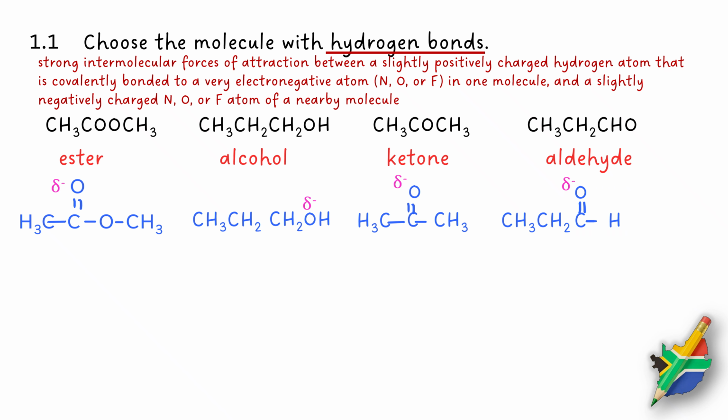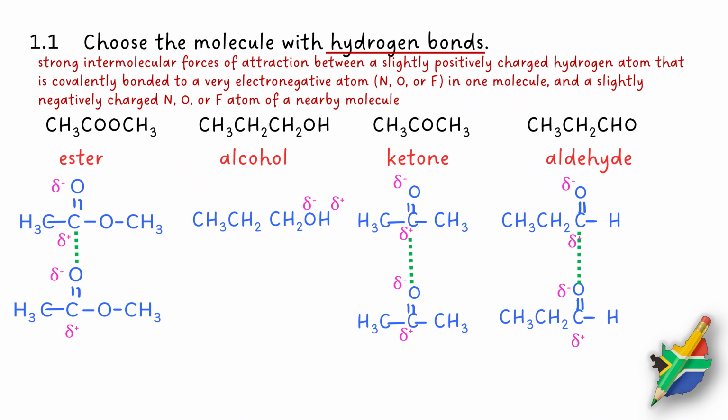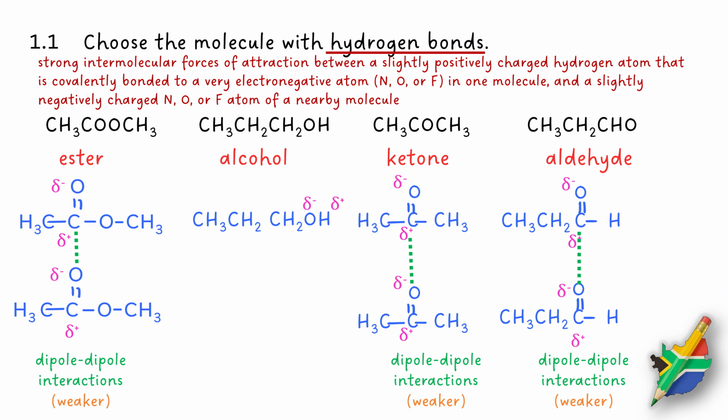In each compound, the electronegative oxygen pulls electron density towards itself and becomes partially negatively charged. The atom to which the oxygen is bonded is less electronegative and becomes slightly positively charged. The slight positive charge is on a carbon atom in the ester, ketone, and aldehyde. The delta positive carbon is attracted to a delta negative oxygen on an adjacent molecule. These forces of attraction between polar molecules are called dipole-dipole interactions.